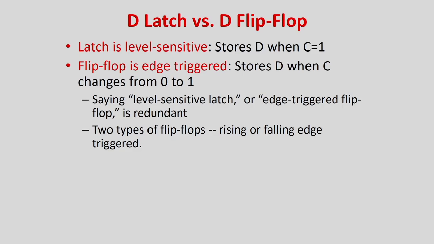And what is the flip flop? A flip flop is by default edge triggered. It can be positive edge or negative edge, and it stores the input value D when C changes from either 0 to 1 or 1 to 0. If it is positive edge triggered, then it stores when the clock changes from 0 to 1. If it is a negative edge triggered flip flop, then it stores the data when the clock changes from 1 to 0.